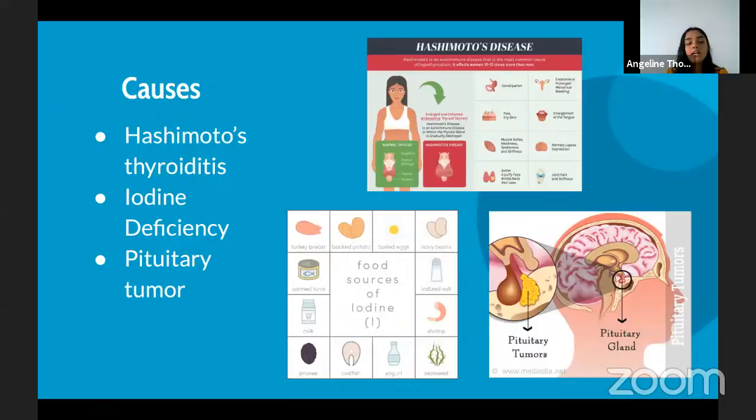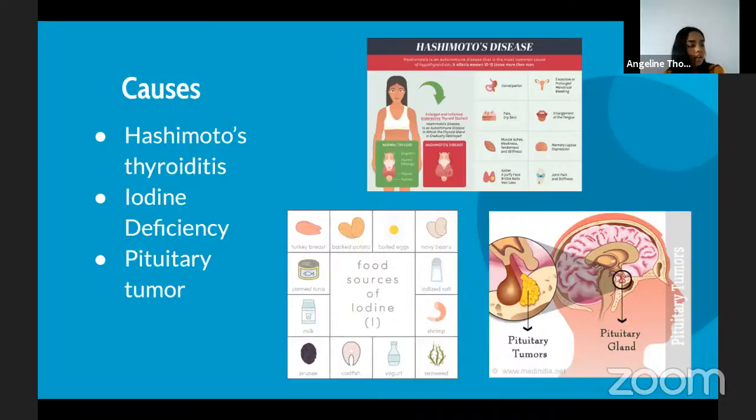Another cause would be iodine deficiency. As I mentioned before, you need a sufficient amount of iodine intake to prevent hypothyroidism. With iodine deficiency, you're not eating enough foods like baked potatoes, canned tuna, or milk. These foods are crucial even for a normal balanced diet, so as long as you're incorporating those, you should be receiving enough iodine.